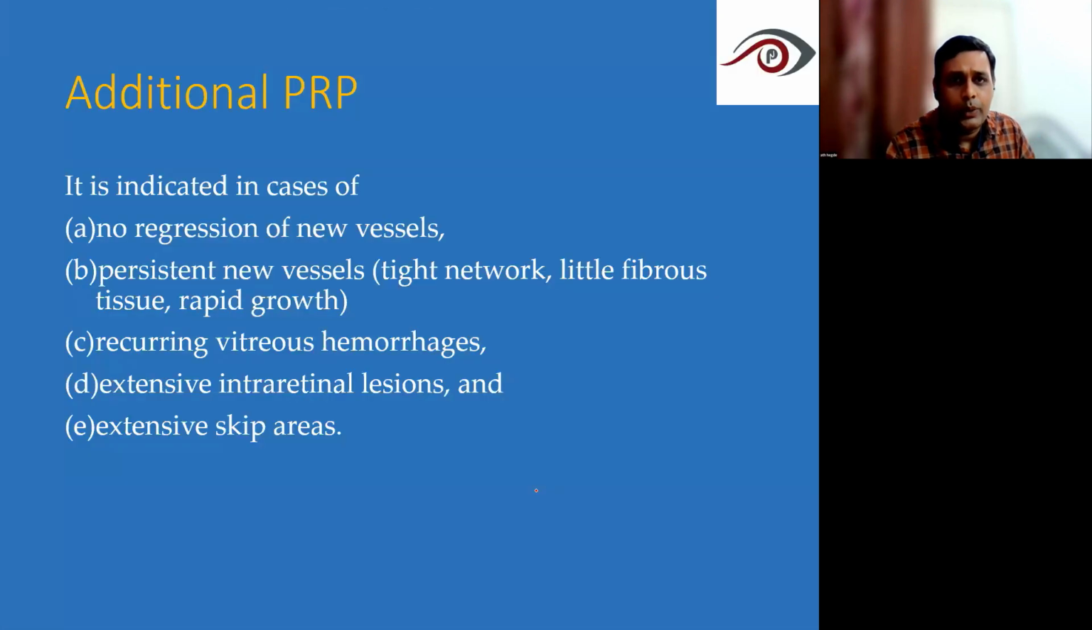So we do additional PRP after doing the laser, if you see the vessels have still not regressed completely, there's a new blood vessel, there's a recurrent vitreous hemorrhage, or there are extensive skip areas. At that time we augment the laser, where we do the laser between the spots. Ideally, there should be one spot gap between the two laser spots. If there is bleeding, we cover it more tightly, or else it's always better to keep one spot space between the two burns.